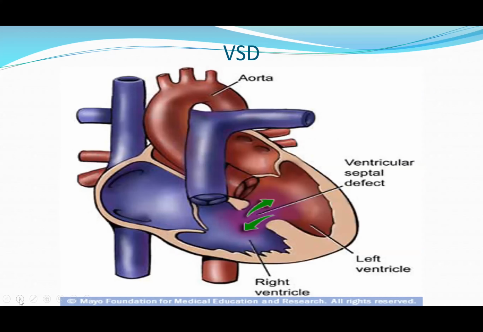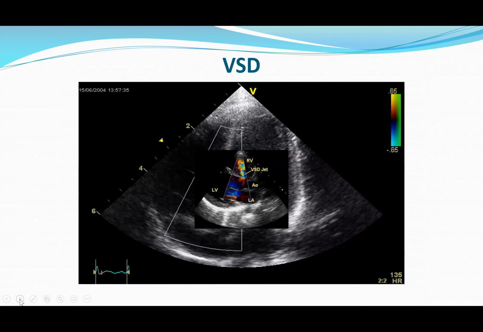This is a parasternal long axis view: left ventricle, left atrium, aorta. This is a VSD with a shunt into the right ventricle. And when you are doing your studies, just put your probe along here to see if you see any shunt. Then Doppler it to see the gradient across the defect.